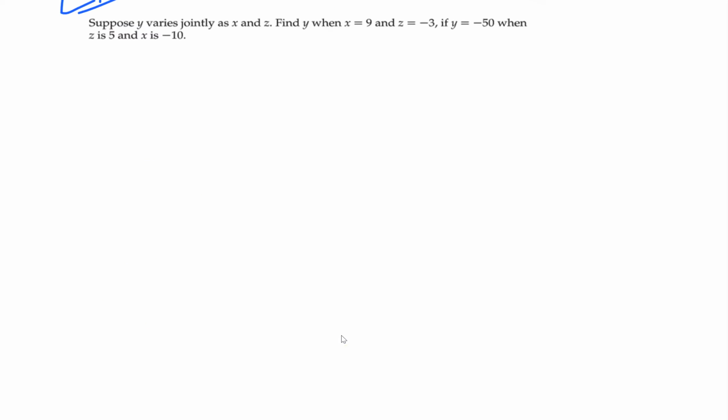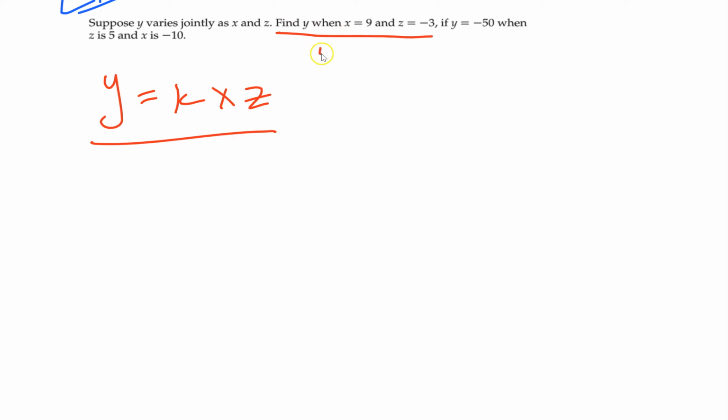Let's look at the next one. So again, more of the same thing. Suppose y varies jointly with x and z. So you go, okay, y equals k, x, and z. Right? Varies jointly. There's your equation. Jointly, this means they're both on top. Find y when x equals 6 and z equals -3. So again, I have to find something. That's my given. Sorry, that's my want.